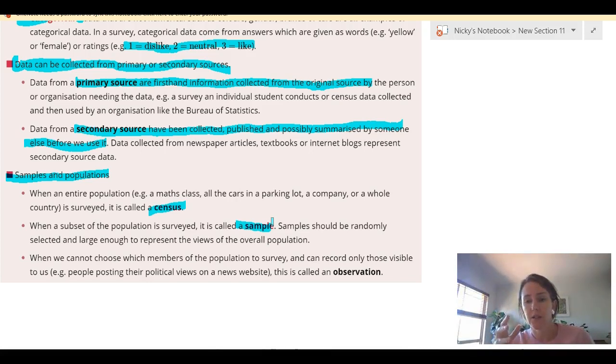The last word, I guess, in terms of data representation, and we use this word in science too, has a similar connotation, is the word observation. Okay, so when we cannot choose which members of the population to survey, and we can only record those visible to us, so the people that go out and post things online, for example, we call that an observation because we haven't specifically chosen a sample, and we haven't specifically done the whole population. It's just looking at the people that have inputted data into something voluntarily. Okay, so there's all the information to start on 8A.